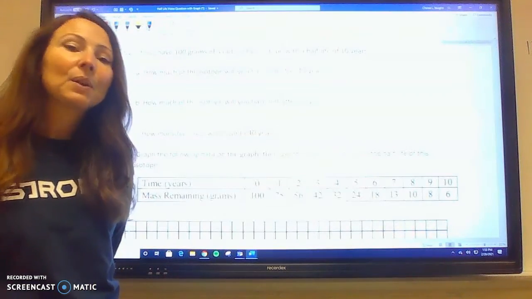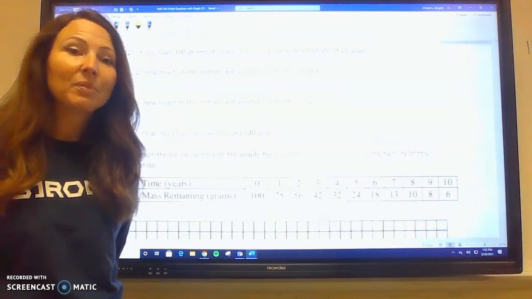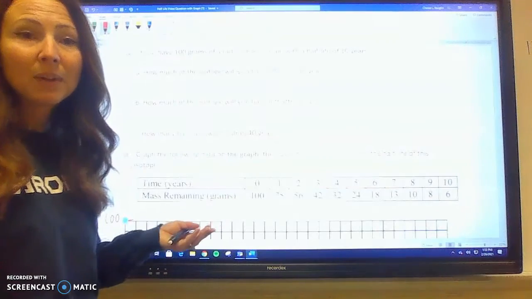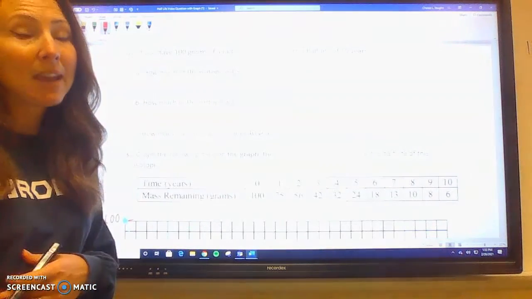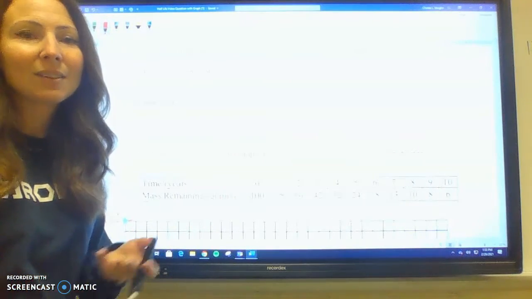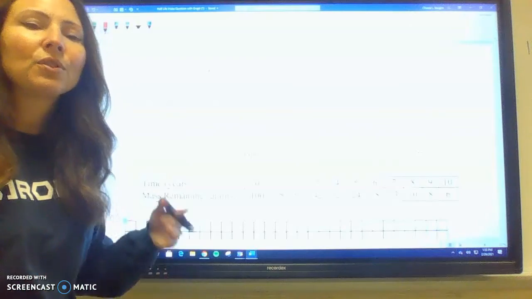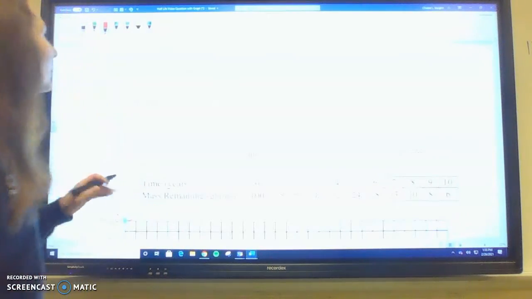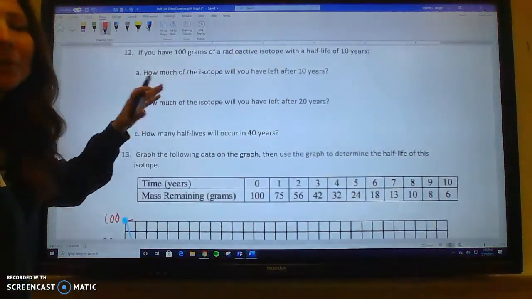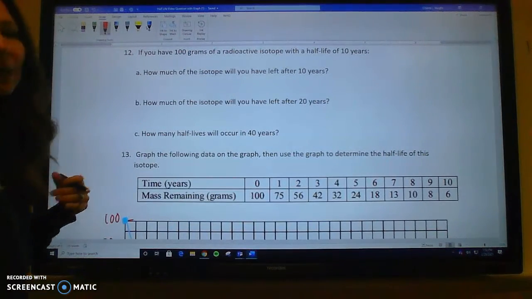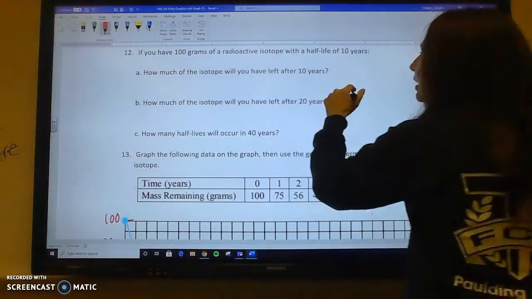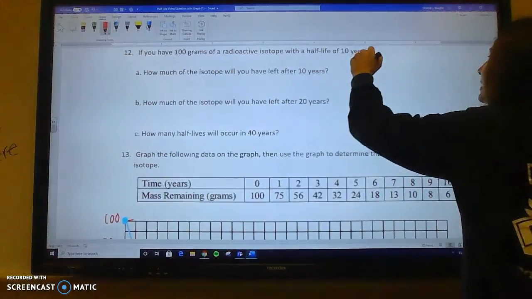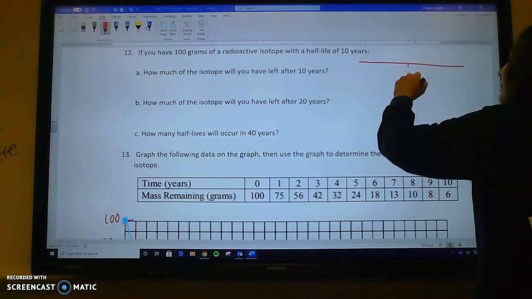Hey kiddos, so I want to show you how to do a T-chart because there might be graphs that we have to do for half-life, but we may also have to create a chart, it's called a T-chart, in order to set up a problem, okay? So in this problem, we're going to need to set up a T-chart, so I'm going to move over here, and I'm going to draw that T-chart over here.